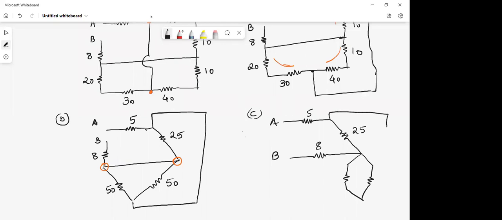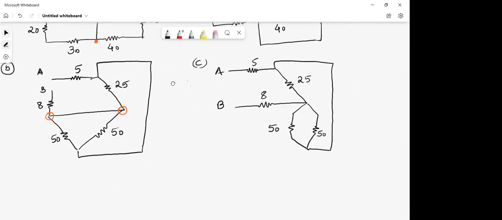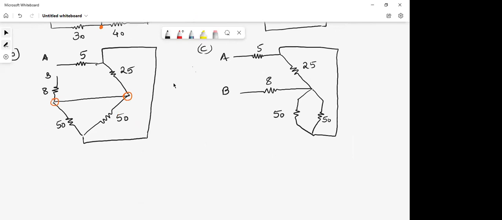Hence, now anything in series? Yes, Kunj, your answer is correct. It is 25.5. So this 50 and this 50 are in parallel. So that gives me the answer.